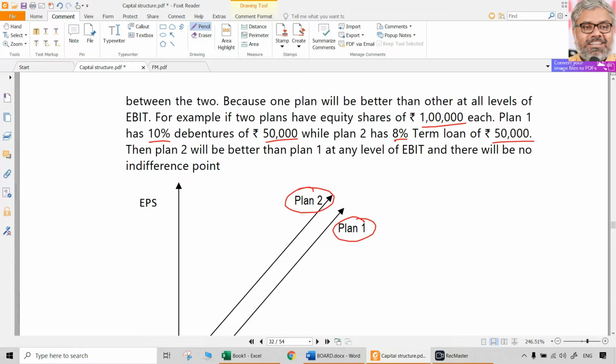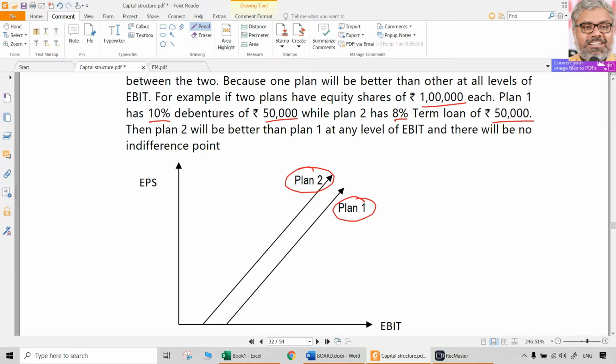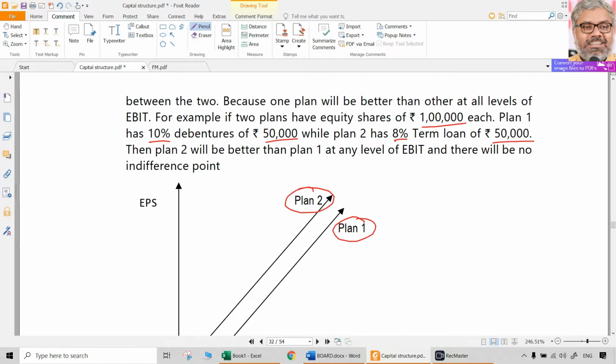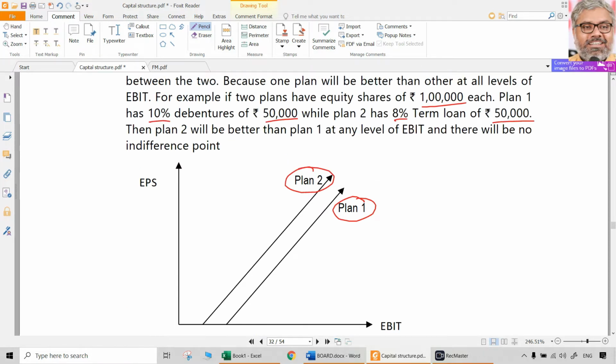That means there is no possibility of any indifference point in that case. No indifference point will come in those cases because plan 2 will always be better than plan 1. In this example, why is plan 2 better than plan 1? Because plan 2 has a lesser rate of interest and all amounts are the same. Equity shares also same. So we cannot come to any indifference point in such situations.